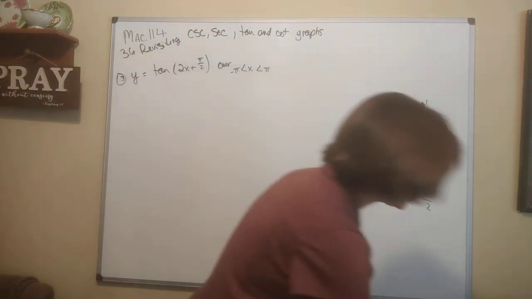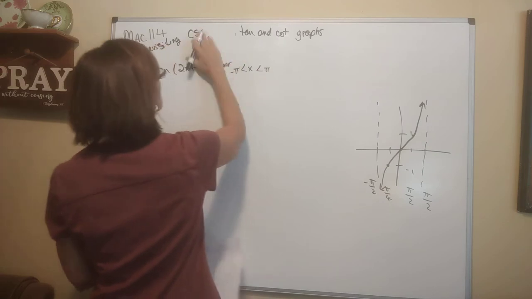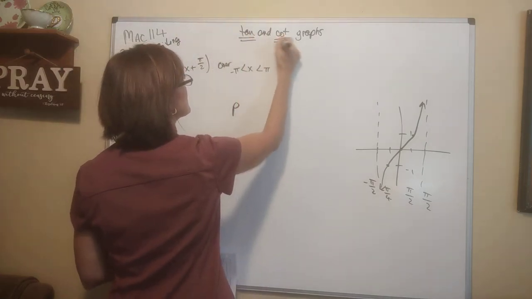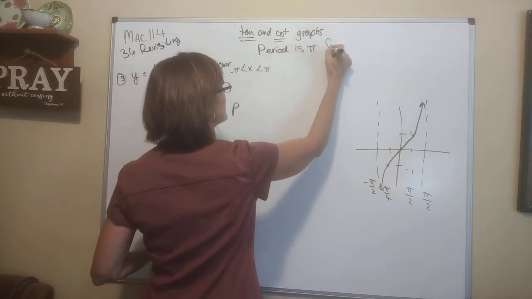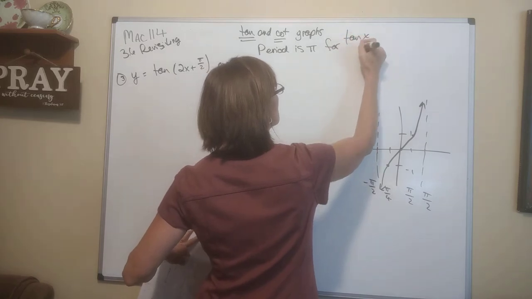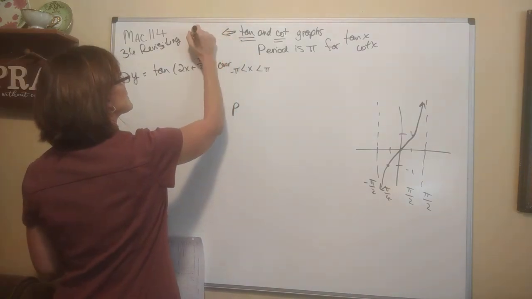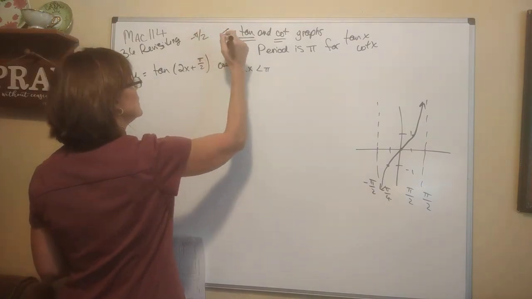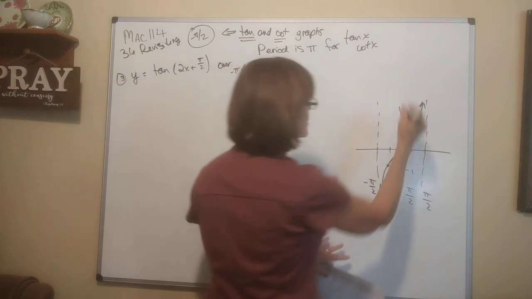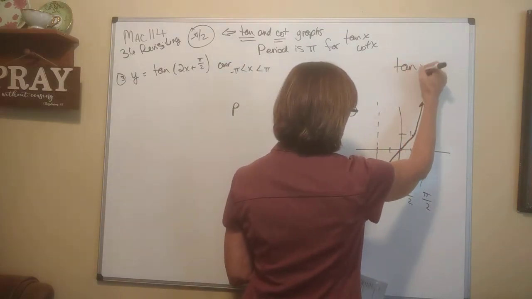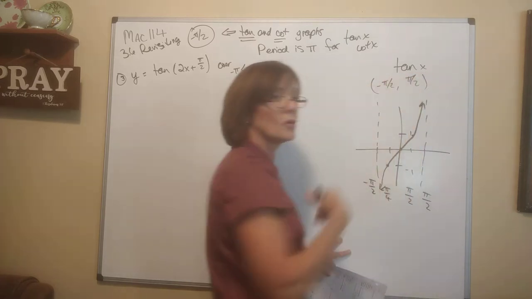So these are the things I have listed for us to fill in. The period. Here's the big deal: the period for tangent and cotangent is pi. So this is different too. The period is pi for tangent and cotangent. That's a big deal. Tangent starts at negative pi over 2, and this is the big deal, he starts at a different place. One period for the tangent of x usually goes from negative pi over 2 to pi over 2. That is his typical interval.